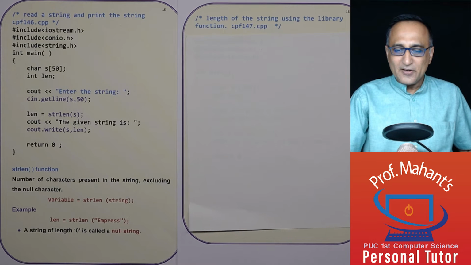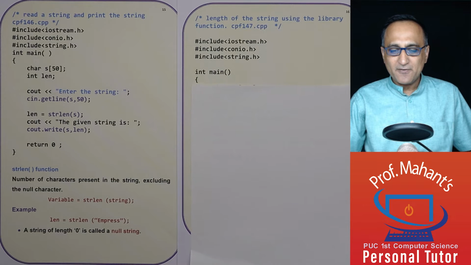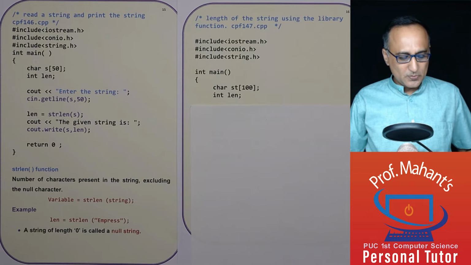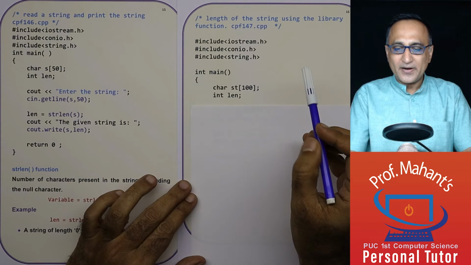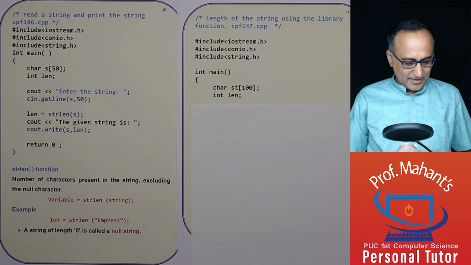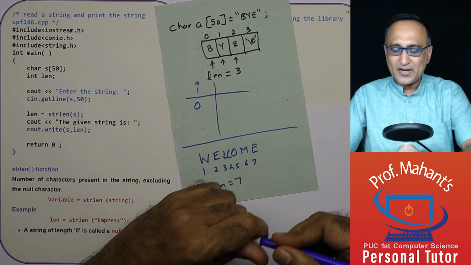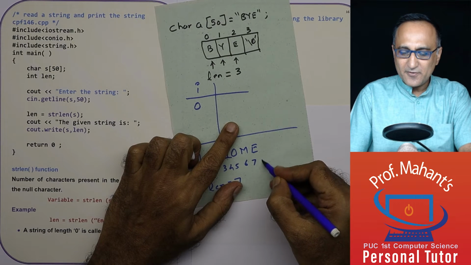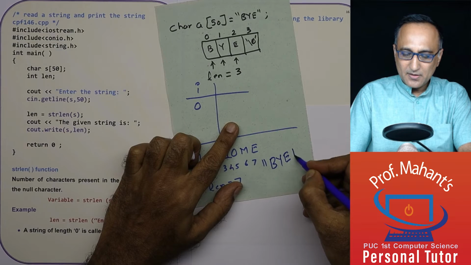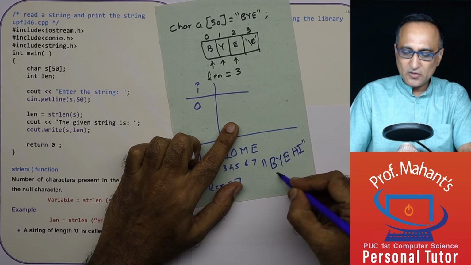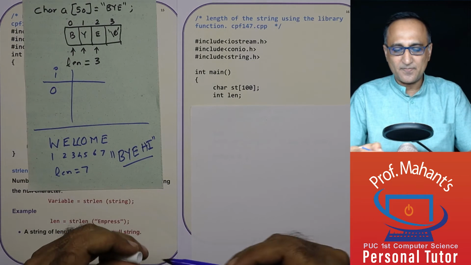Now let us try to find the length of a string using a library function. In this particular program, I am writing a program to find the length of a string using a library function. So instead of welcome, let me this time give a different string. Let me give the string bye hi, something like this. Okay, bye hi is the string. I'm just keeping it here for reference. Bye hi is the string.